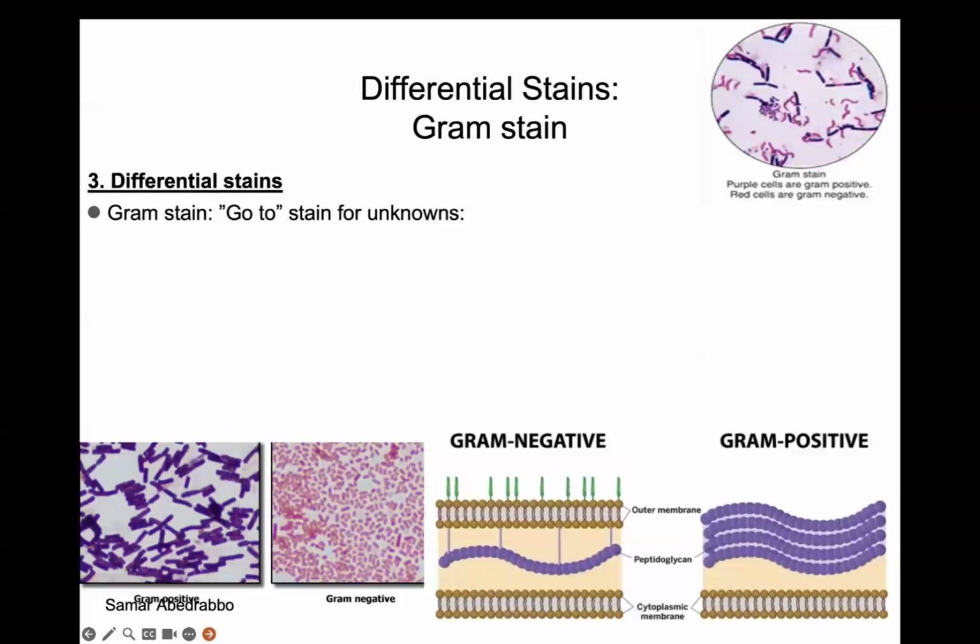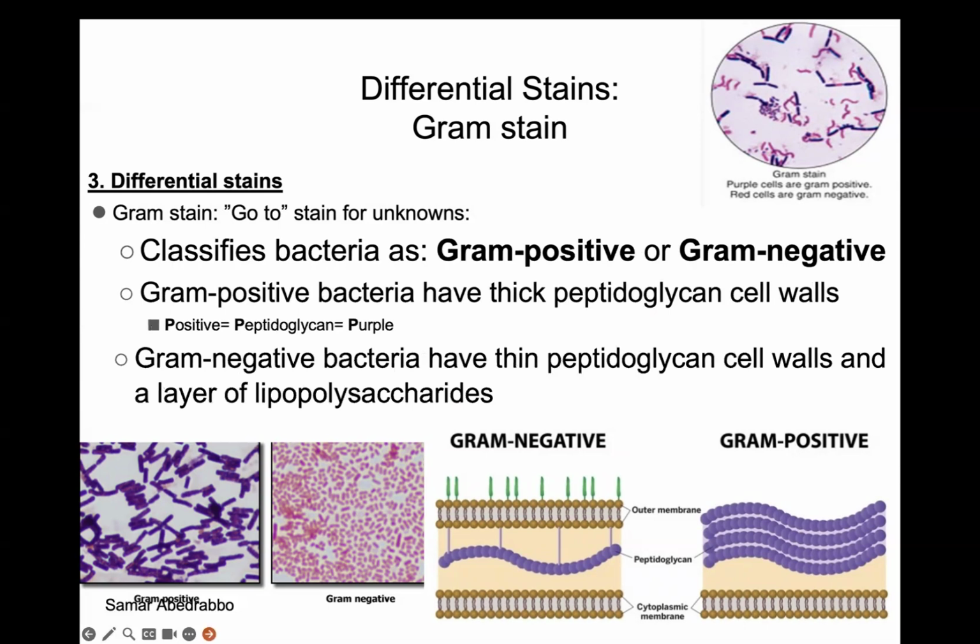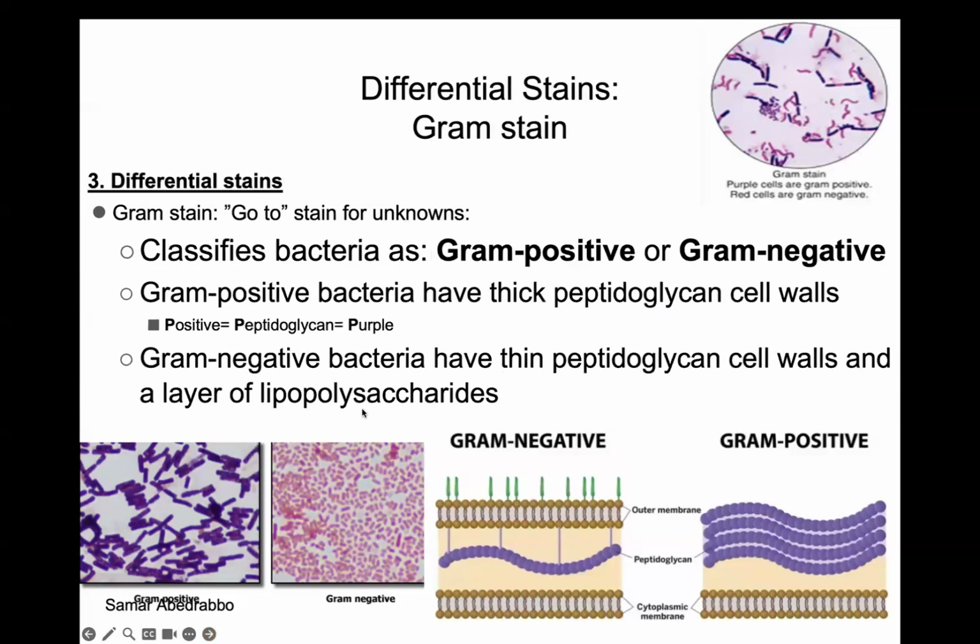Okay, Gram stain. We're going to learn all about Gram stain in this class. This is just an introduction. Gram stain is the go-to stain in microbiology. It's one of the most important staining techniques. It differentiates bacteria into two groups. We call them Gram positive or Gram negative. And if anyone is wondering, the name Gram is not very significant. It just came from the person who discovered this stain. His name was Gram, his last name.